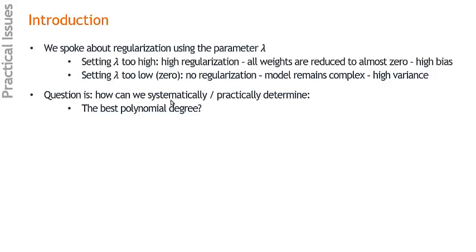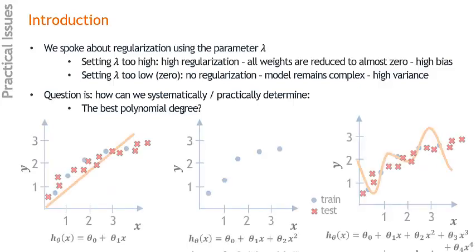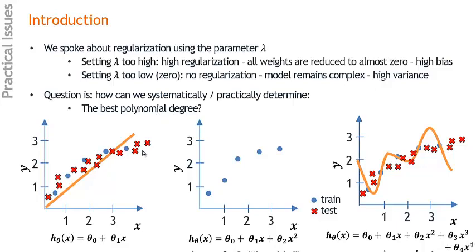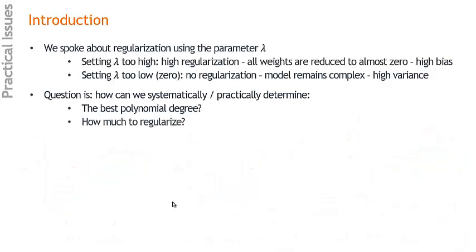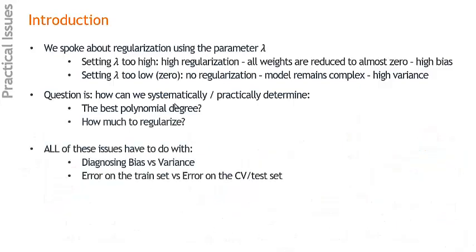Right? So, two separate questions here. In the case where you have polynomial features, how do you choose the best polynomial degree? That's the question here. So how do we find this happy medium where we take the quadratic model? How are we going to identify that? And the second question is how much to regularize. And we won't talk about that in this video, but that is a related question.